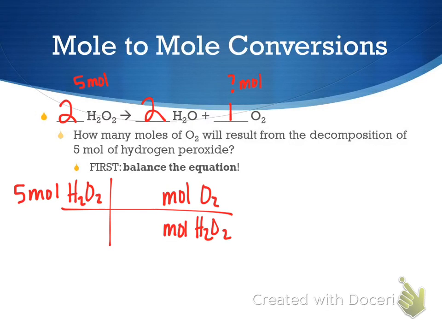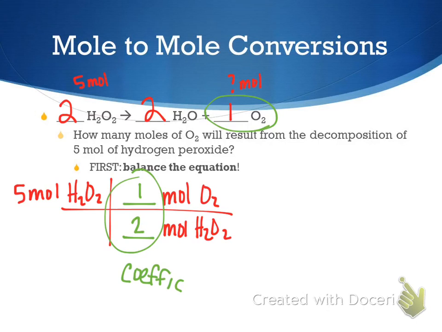Okay, so what value will go here? Right, what values need to go in those spots? 1 is the top. The coefficients, right? So on the top would be a 1, and with hydrogen peroxide should be a 2. Okay, so these numbers are always the coefficients from our equations. Always, always, always the coefficients.